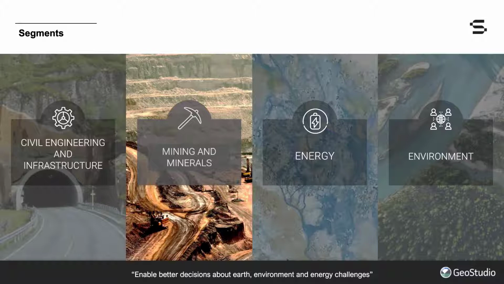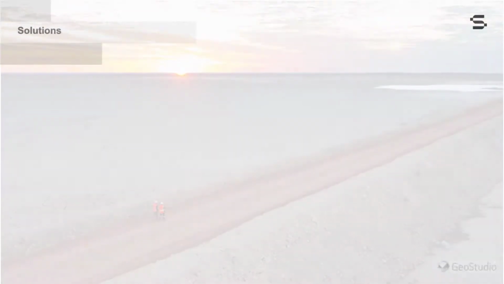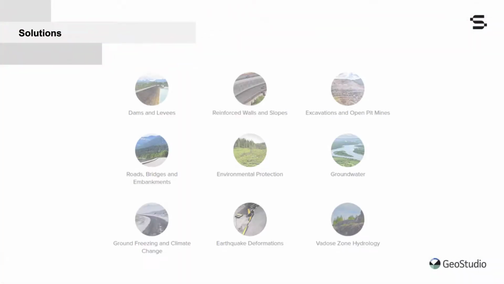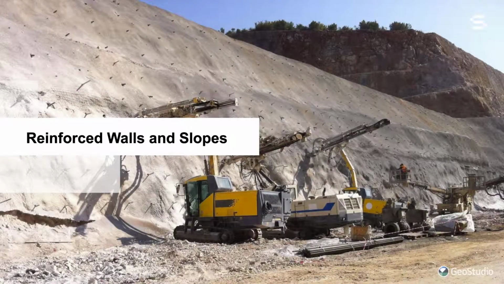Within these segments, there are various solutions that GeoStudio's integrated products can be used for. Let's review a few of these solutions in more detail, including some of the multitudes of example files that are available on our website for diving deeper into the individual product's functionality. First, let's take a look at analyzing the design of reinforced walls and slopes.